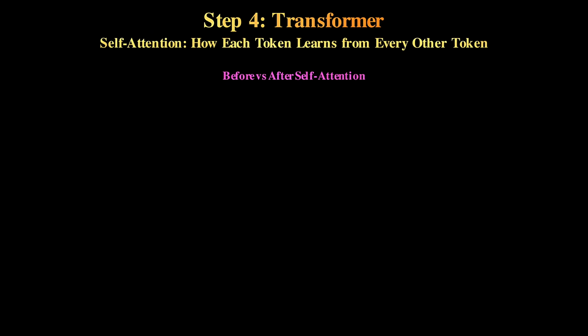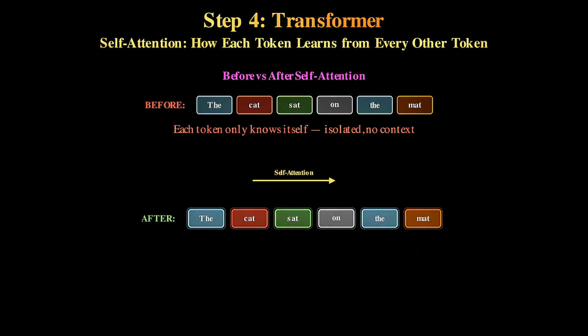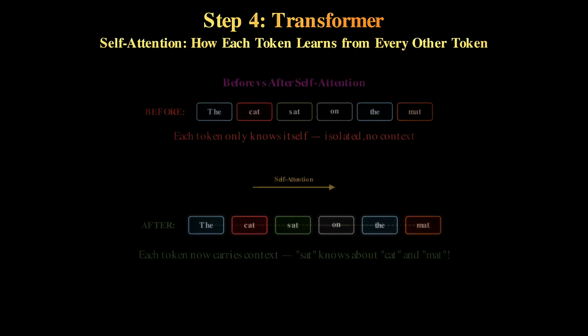Before self-attention, each token only knows about itself. After self-attention, each token is enriched with information from every relevant word in the sentence. Sat now knows about cat and mat.